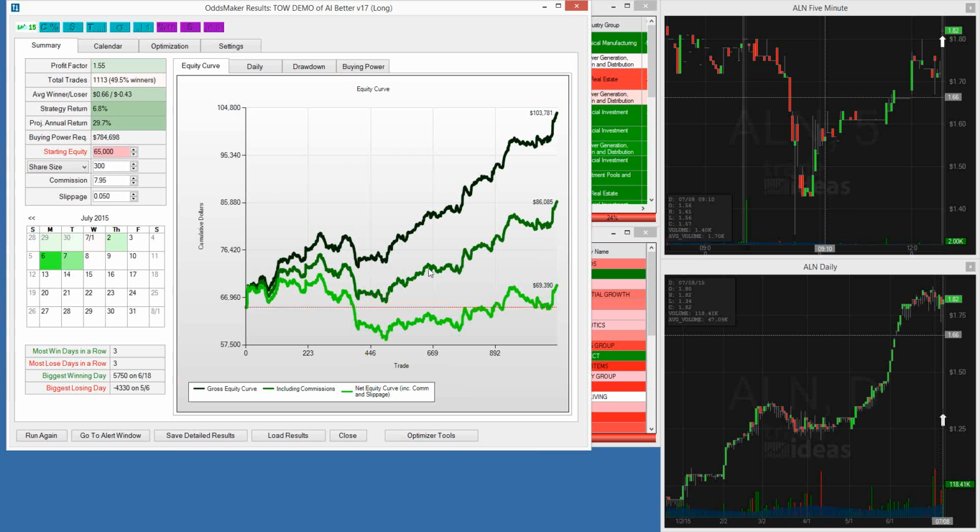So okay, guys, check it out. We now have a profit factor of 1.55, and now we have a sample size of 1,100 trades with a 50% success rate, but we're getting better because our average winner is 66 cents and our average loser is 43 cents. And we can already say that there's a 29% return.